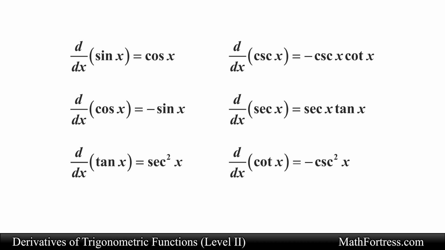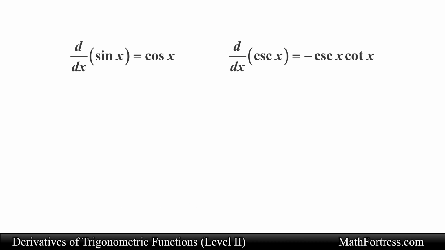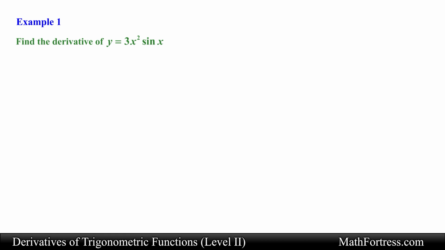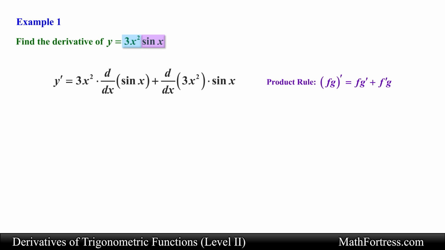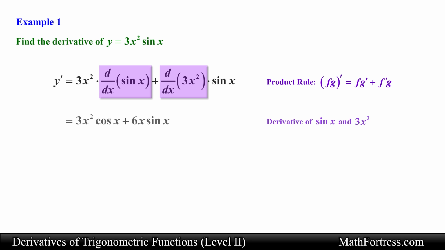Alright, let's go over a couple of examples on how to apply the derivatives of trigonometric functions. Find the derivative of 3x squared times sine of x. For this problem, we have a product of two functions, in this case 3x squared and sine of x. We're going to apply the product rule for this one. Applying the product rule, we obtain 3x squared times the derivative of sine of x plus the derivative of 3x squared times sine of x. Taking the derivative of sine of x and 3x squared, we obtain the following. Since there are no like terms to combine, this is our final answer.